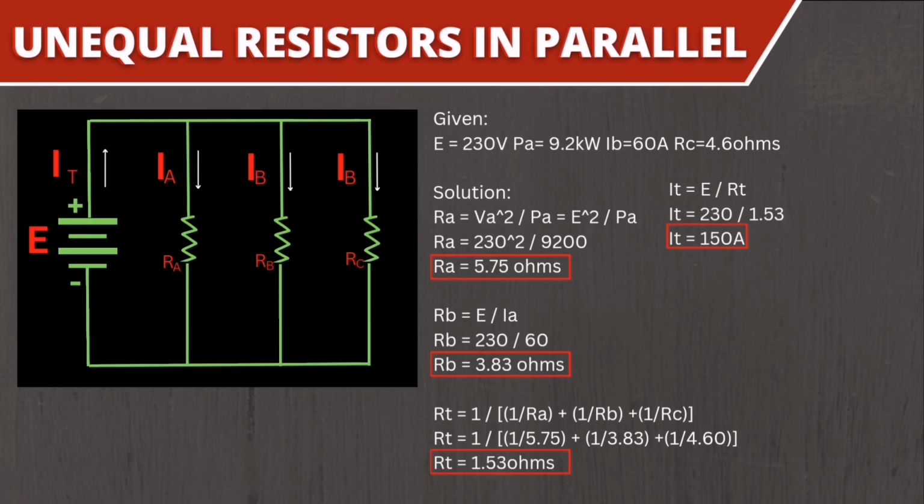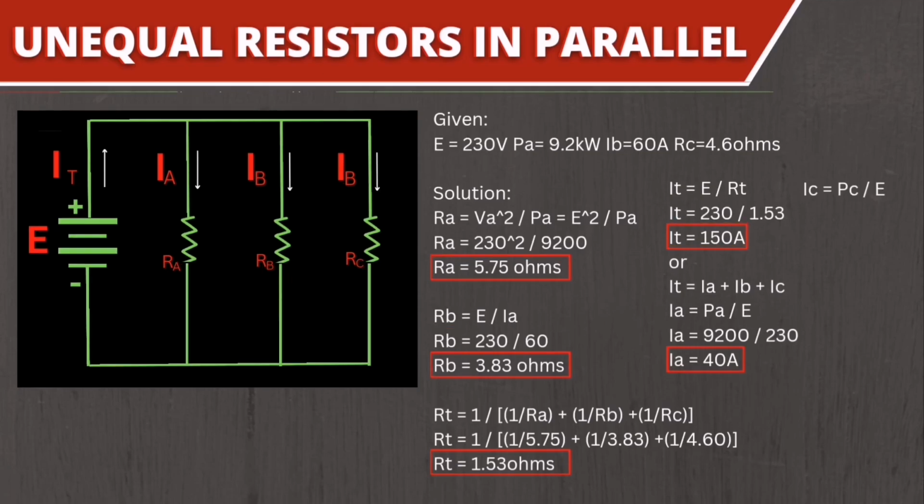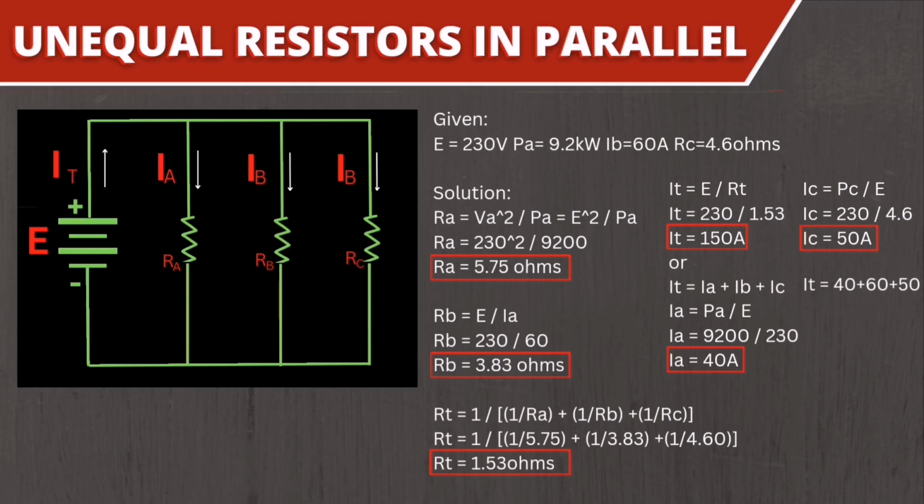Total current can also be solved by summation of its individual currents flowing in each of the resistors. IT equals I sub A plus I sub B plus I sub C. Solving I sub A is equal to P sub A divided by E, so 9200 watts divided by 230 volts, which is equal to 40 amperes. Next is to solve for I sub C, which is equal to P sub C divided by E. By substituting the given values, we will have 50 amperes. The answer will be IT is equal to 40 plus 60 plus 50, which is equal to 150 amperes.